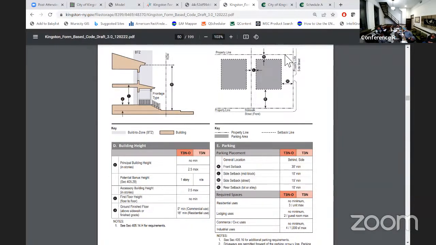Yes, right now you've got the T3NO, T3N, and T3L, large lot. So you've got T3 large lot, T3 neighborhood, and T3 neighborhood open.